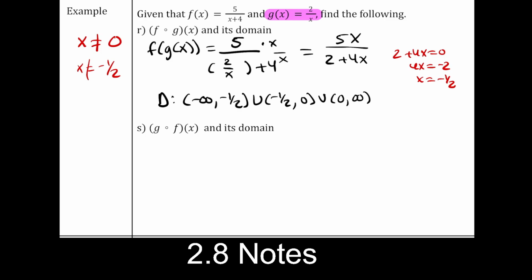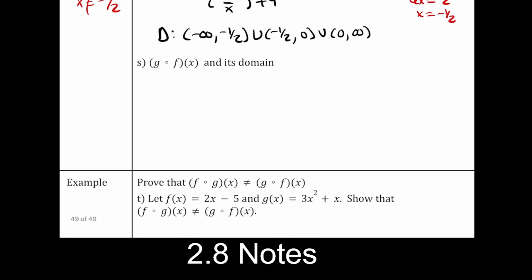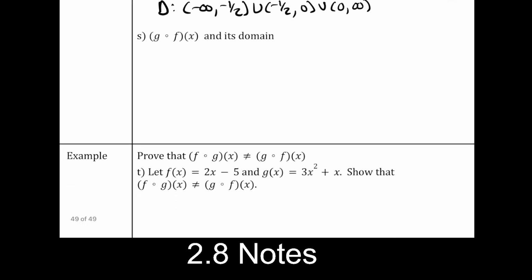Now this part right here isn't going to influence us here because we're not actually plugging in numbers into here. We're plugging in numbers into here that end up in here. That's the idea. And now we flip it. Here's g of f of x. So g of f of x is your g function with f plugged in. Your g function is 2 over x, but x is 5 over x plus 4. A little messy. So we can clean this up just a little bit.